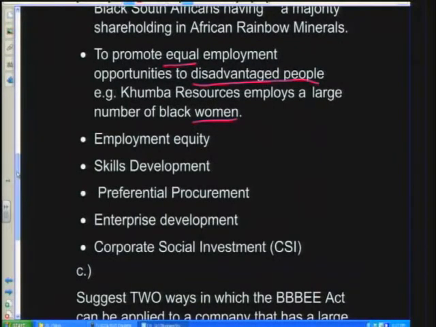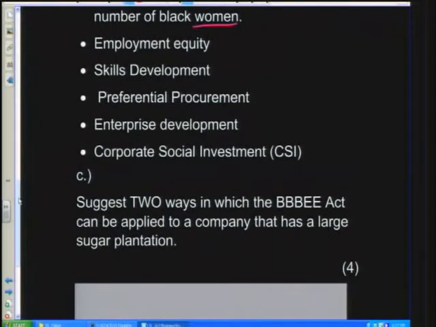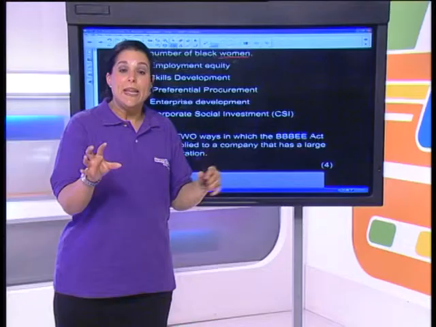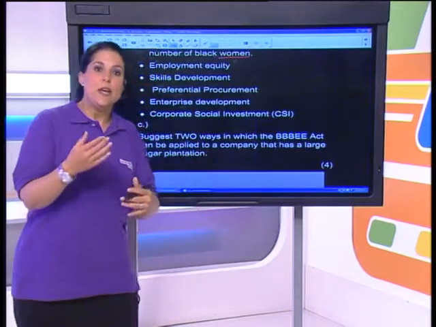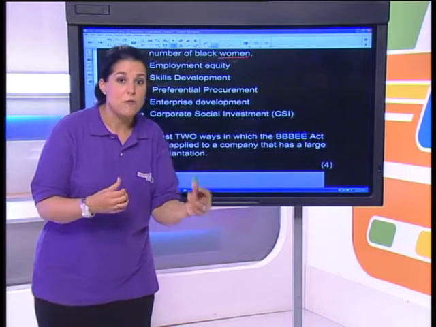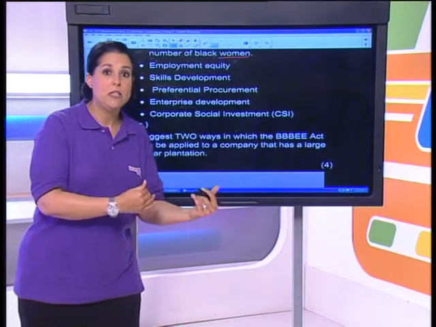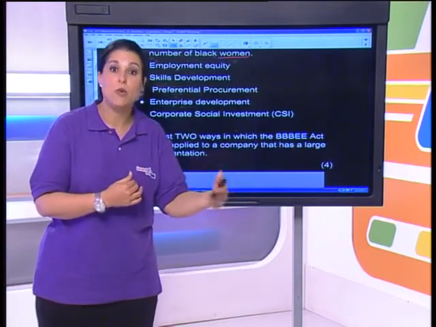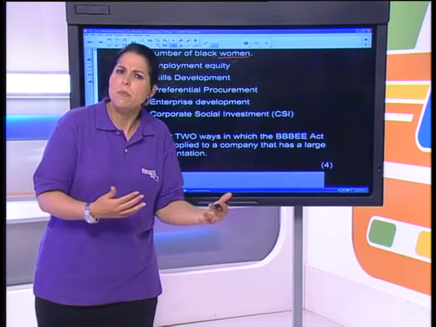Then I also put a few points here, just so that you've got more ideas that you can talk about. It ensures employment equity, skills development. That's one of the big things of BBBEE. They're saying here that we need to improve skills of those disadvantaged people so that they can go and apply for a better job, because they're going to be more qualified.